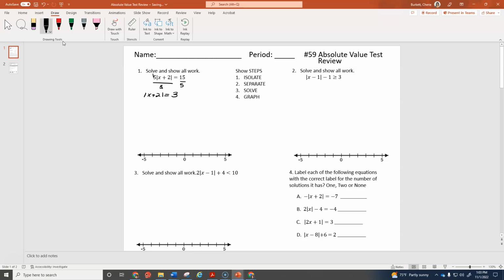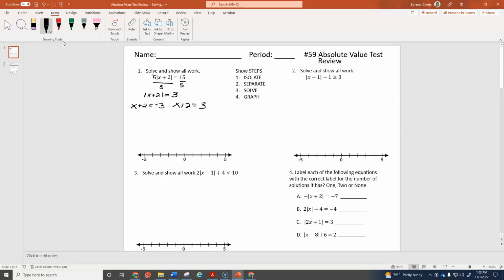Step number 2 says separate. So we take this x plus 2, leave the absolute value bars off, set it equal to -3, and then take the x plus 2 and set it equal to +3. That's separate. I think in my notes I originally said split. Set it equal to -3 and +3.